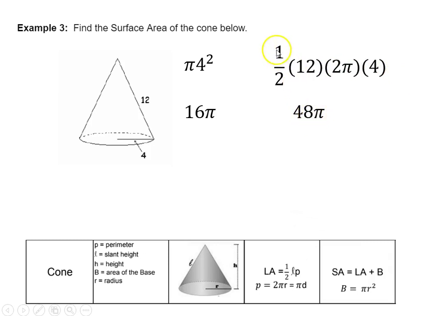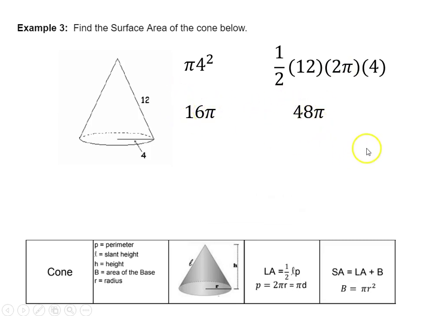So how did we get that? 1/2 times 12 is 6. 6 times 2 is 12. And 12 times 4 is 48. And then I just tack on the pi at the end. I'll change that to a decimal when I'm all done. This is the lateral area. This is the area of the base.